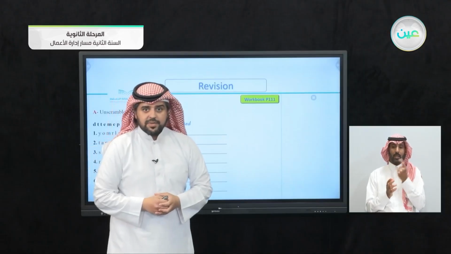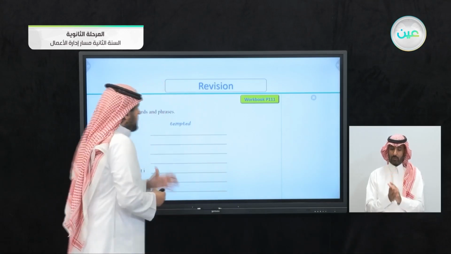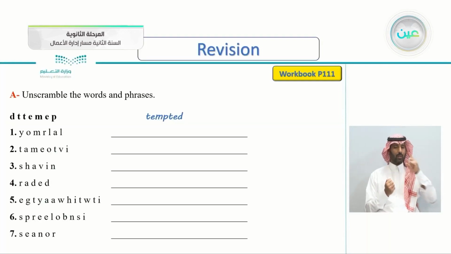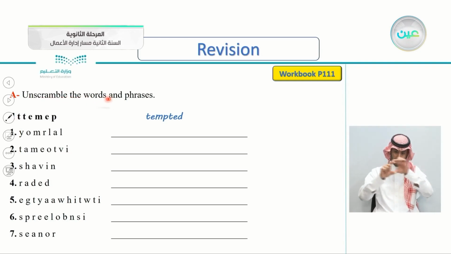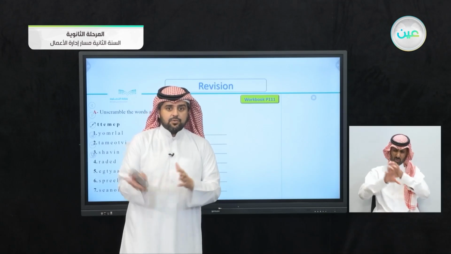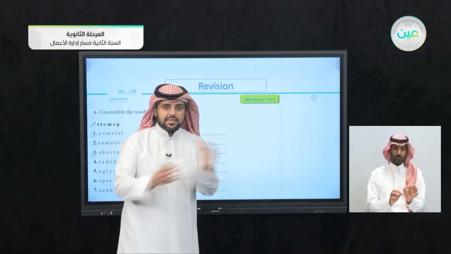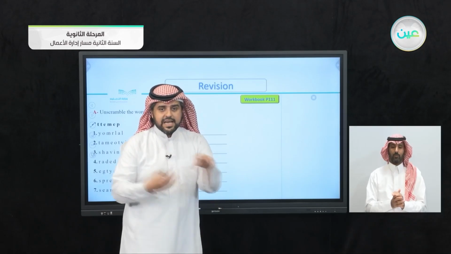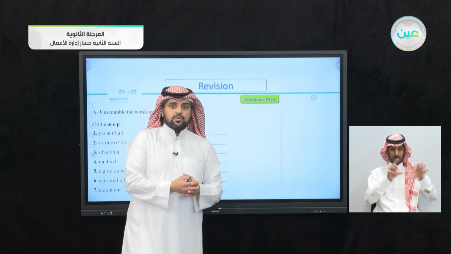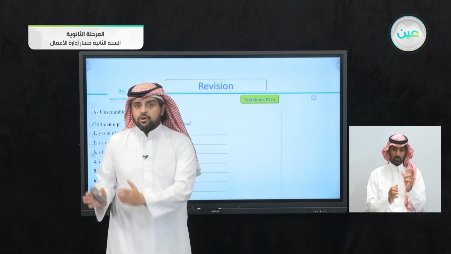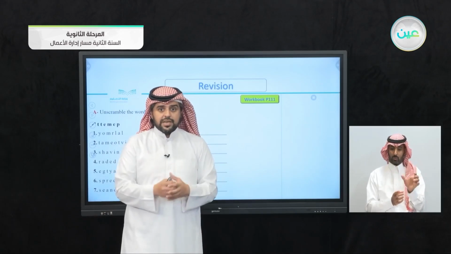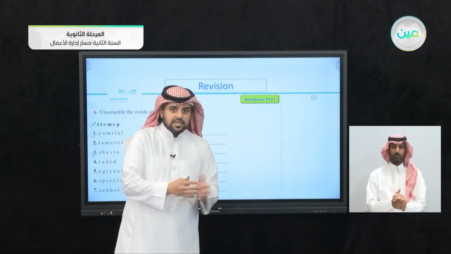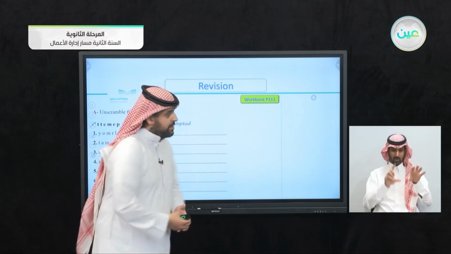Open your workbooks, page 111. Exercise A. Unscramble the words and phrases. So what does it mean to unscramble? You can see the words are scrambled. The letters are not in their correct places. You have to put the letters in the correct order to make up a word or a sentence, to get the correct word. So in other words, you have to unscramble the letters.